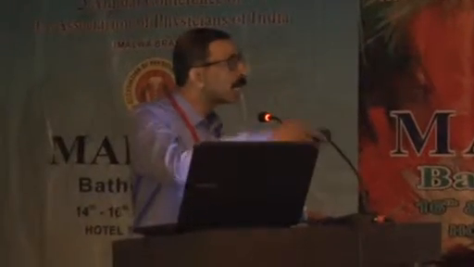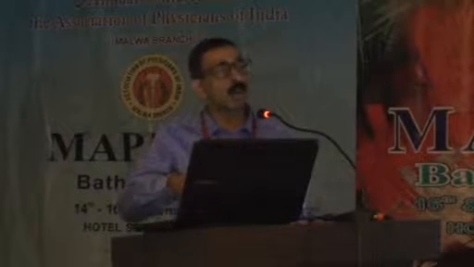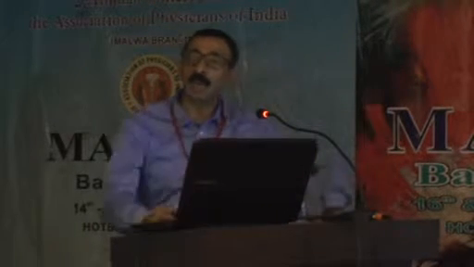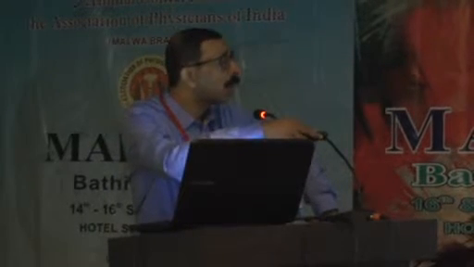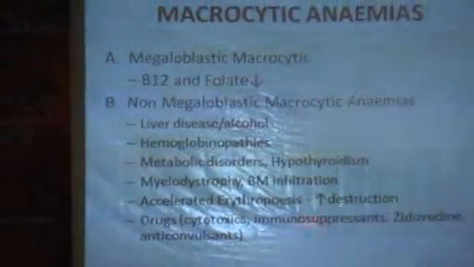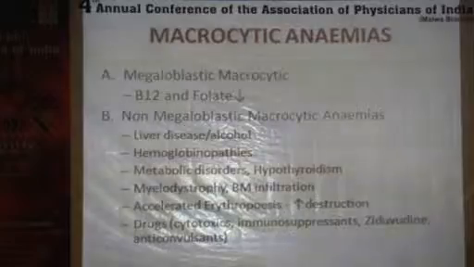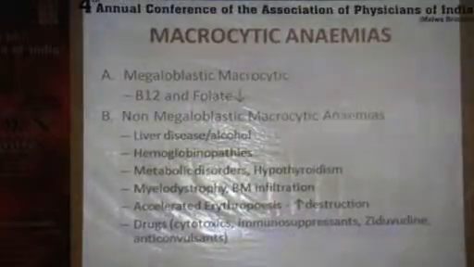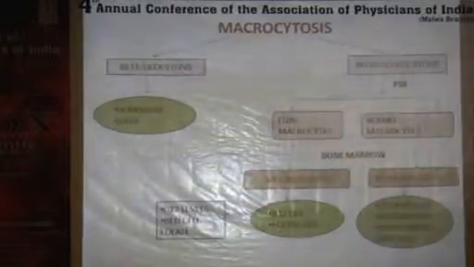So for megaloblastic, it is B12 and folate deficiency, which is generally seen in pure vegetarians, right? Persons on vegan diets who are not taking any milk products, dairy products, not taking any meat. And non-megaloblastic: liver disease, very common; alcoholism, very common; hypothyroidism, very common; and drugs, very common. Methotrexate, trimethoprim, hydroxyurea, right?